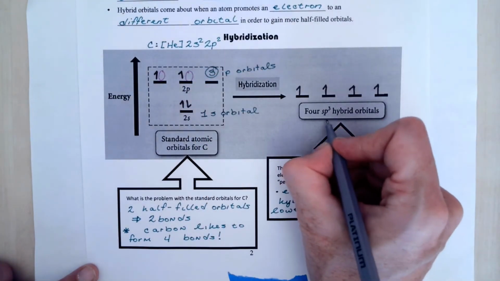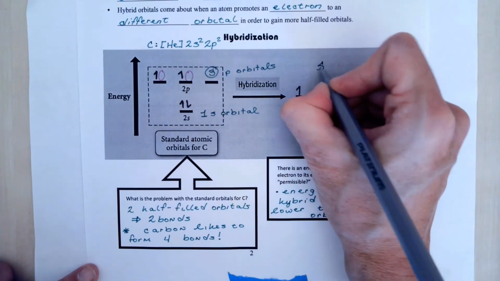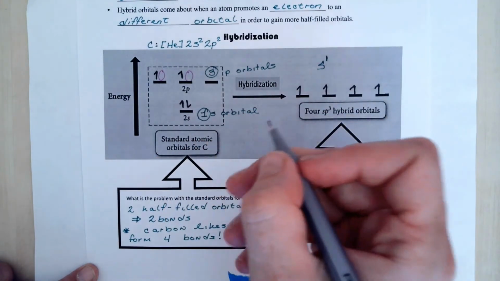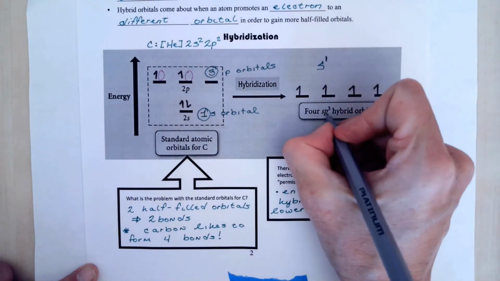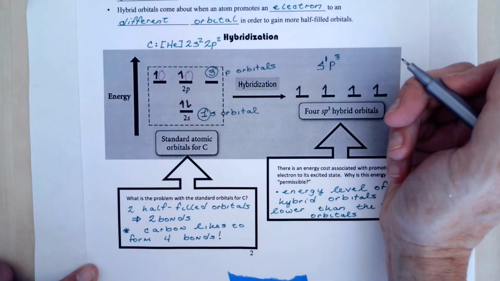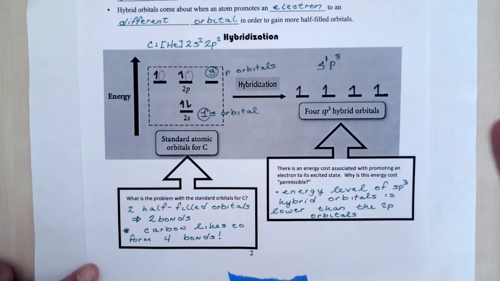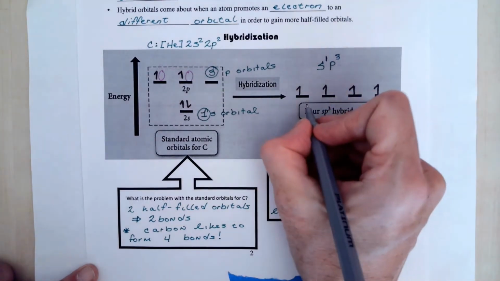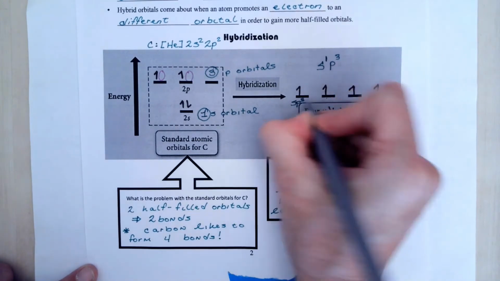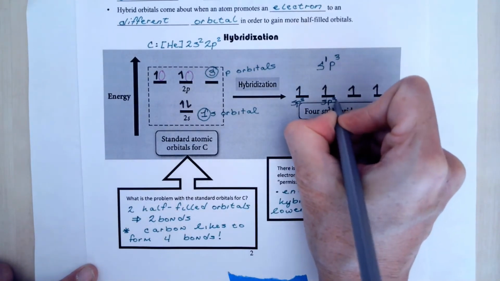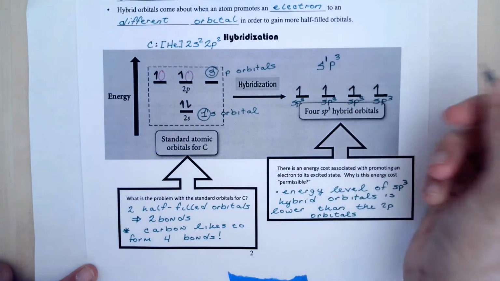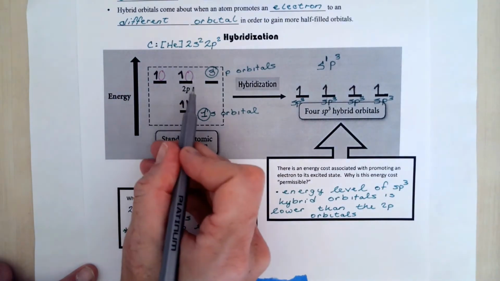So this notation sp cubed is like s to the first power to represent that 1 s orbital, and then there's 3 p orbitals, so it's p to the third power. The 1 is understood, so that's why it just turns into sp cubed. Each one of these individually is an sp cubed orbital. So we can say that we have 4 sp cubed orbitals. So we're not losing any orbitals.